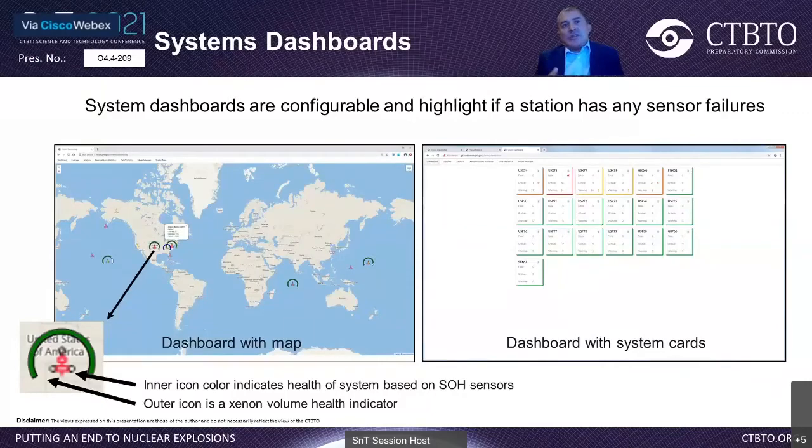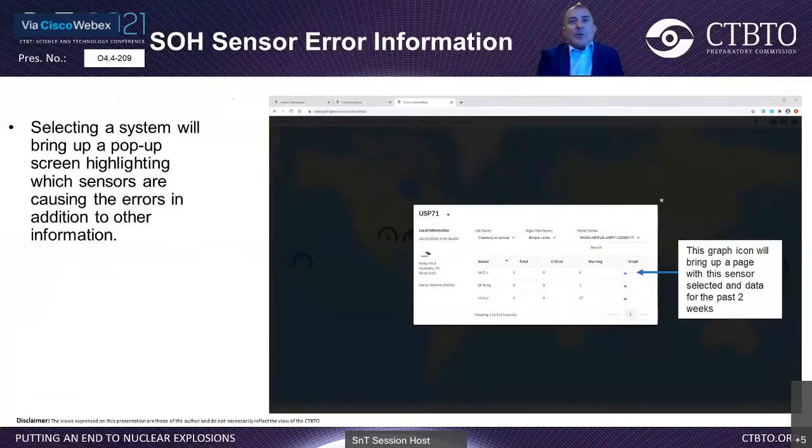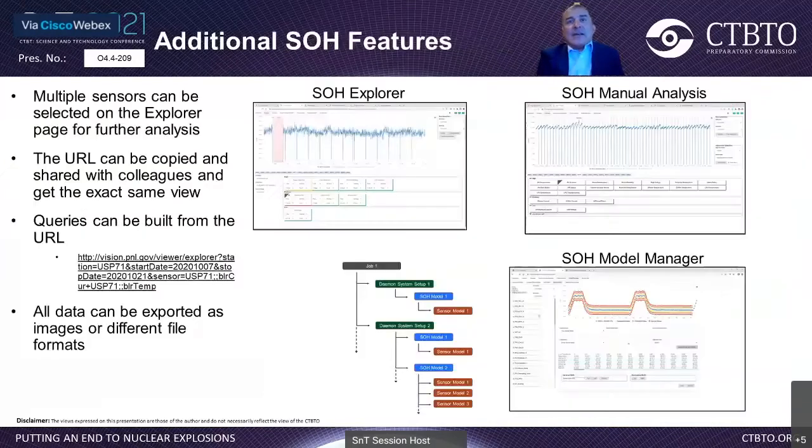And on the right, it's just similar information, but it's in a ticket format. Once I click a station, I get a pop-up window. In this case, I'm looking at a RASA at USP 71, and it will highlight the sensors that are causing the alert. And if I want to dig further into that, I can click the graph button to dig down into that sensor. And what you'll see is there's a State of Health Explorer window.